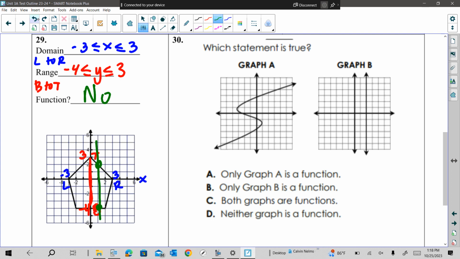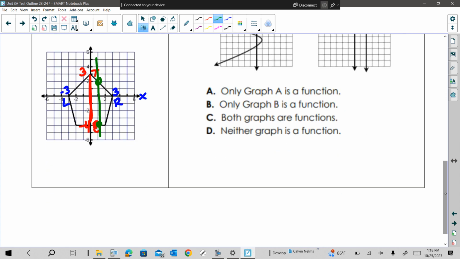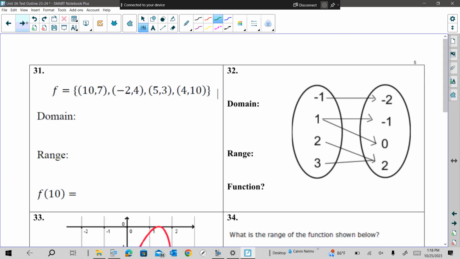All right, on the back, guys. All right, next page, real quick.